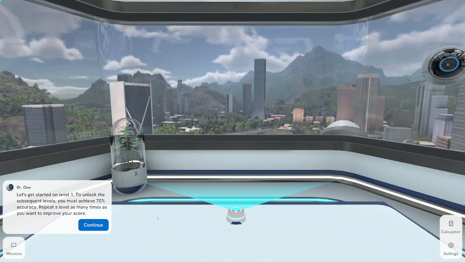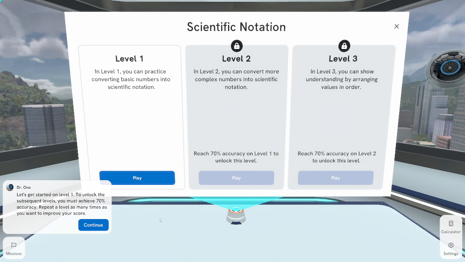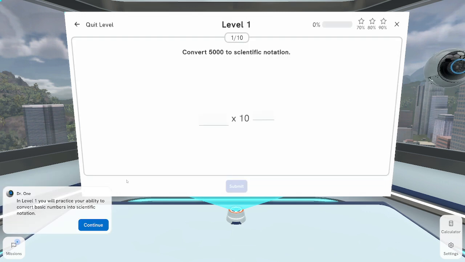Let's get started on level 1. To unlock the subsequent levels, you must achieve 70% accuracy. Repeat a level as many times as you want to improve your score. In level 1, you will practice your ability to convert basic numbers into scientific notation.